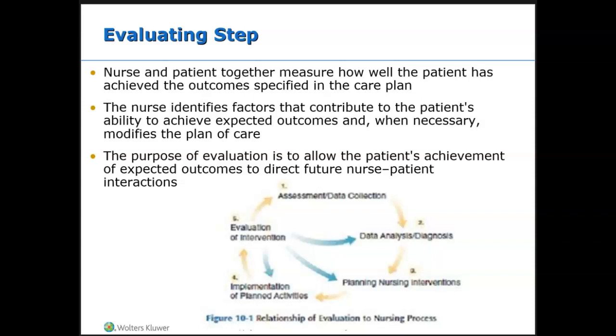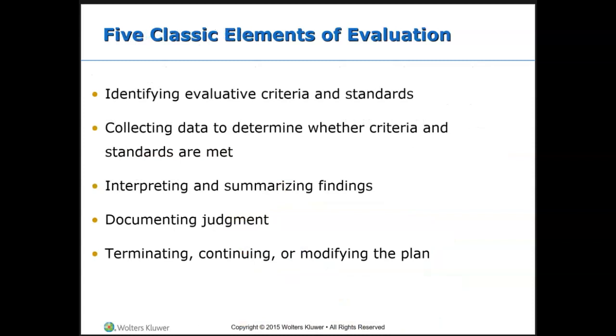And it's important to note that the final step of the nursing process is evaluation, right? So you're going to go back and talk to your patient and see whether or not they actually met that goal. So there are 5 elements of evaluation. So first, identifying the evaluative criteria and the standards for that criteria, collecting the data to determine whether the criteria or the standards have been met, right?